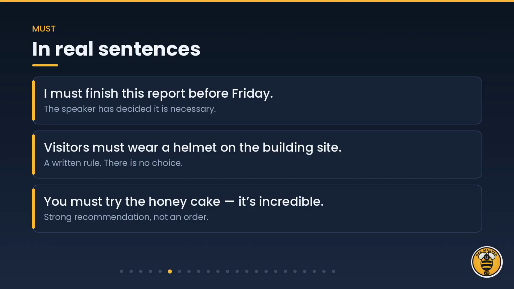Listen to must in action. I must finish this report before Friday. The speaker has decided this is necessary. Nobody forced them. Visitors must wear a helmet on the building site. That is a written rule, the kind you see on a sign. You must try the honey cake. It's incredible. And that is not an order at all. That is enthusiasm.